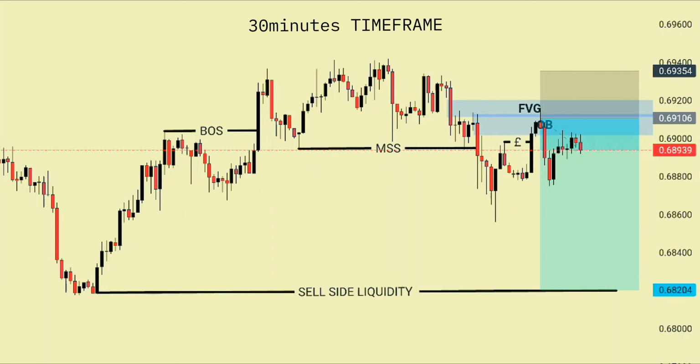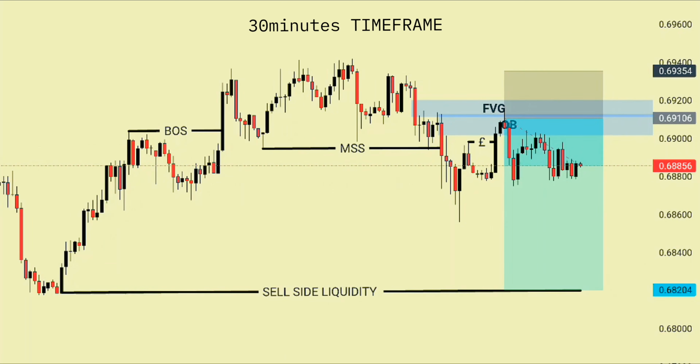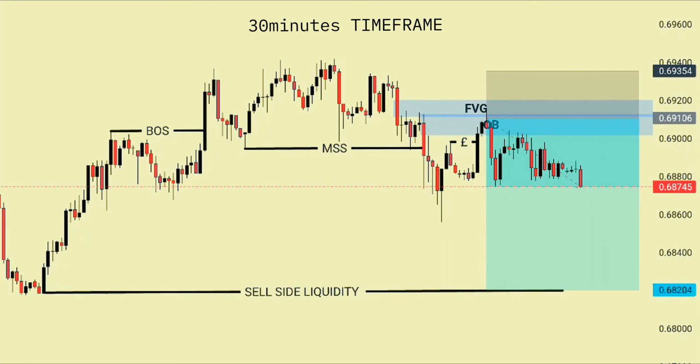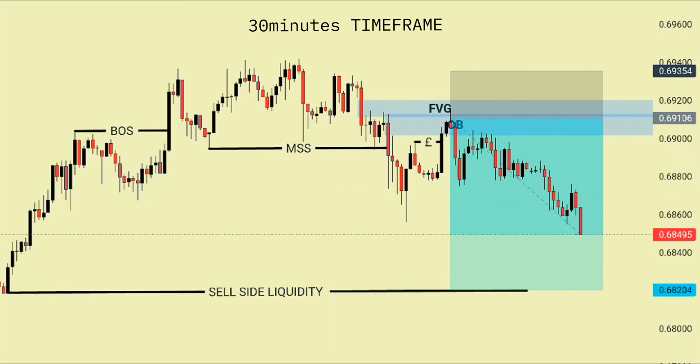This setup shows how powerful smart money concepts can be when applied correctly. You don't need 10 indicators. You only need to understand where smart money buys and where it is targeting liquidity.